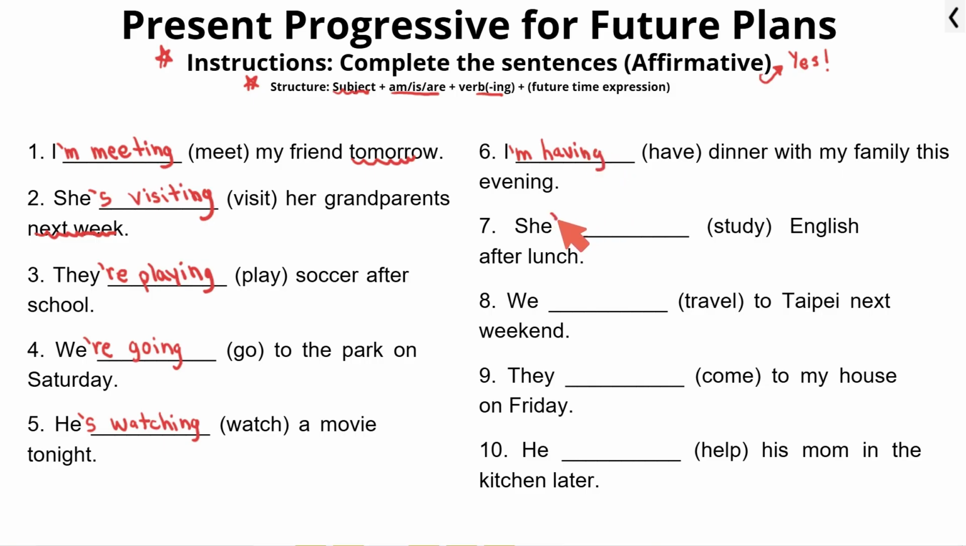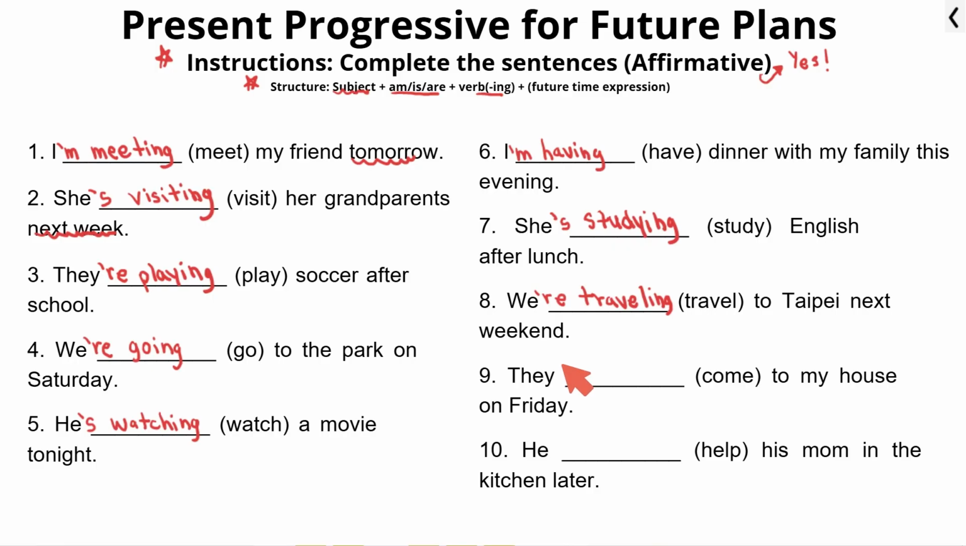Next one. She's studying. Add ing. English after lunch. Time expression, after lunch. We're traveling. We need to add ing to the verb. And we are is simplified to we're, to Taipei next weekend.